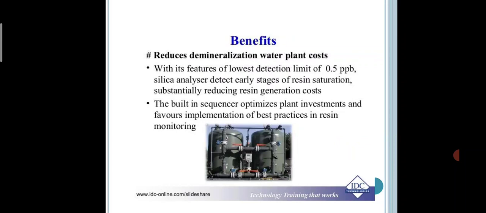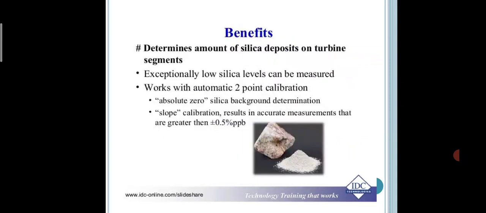Benefits of these silica analyzers. With its feature of the lowest detection limit of 0.5 ppb, the silica analyzer detects early stages of resin saturation, improving sustainability and reducing resin regeneration cost. The built-in sensor optimizes plant investments and favors implementation of best practices in resin monitoring. It determines the amount of silica deposit on turbine segments. Exceptionally low silica levels can be measured.